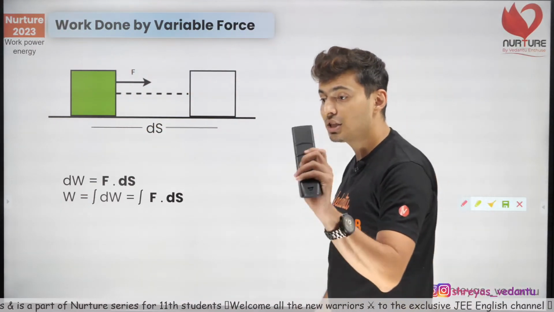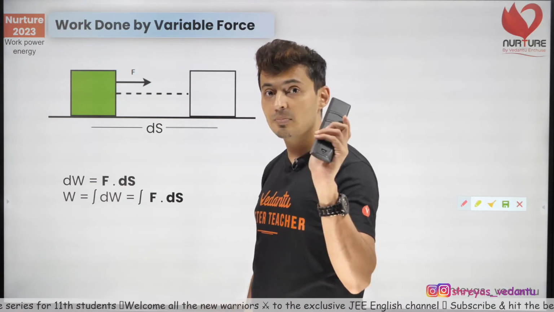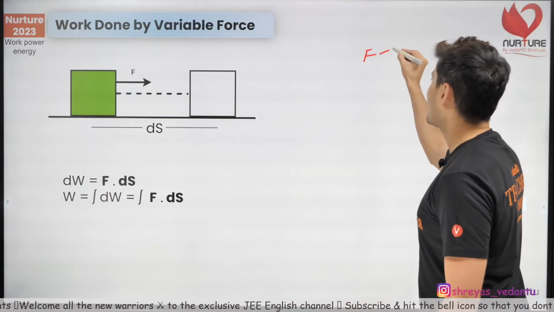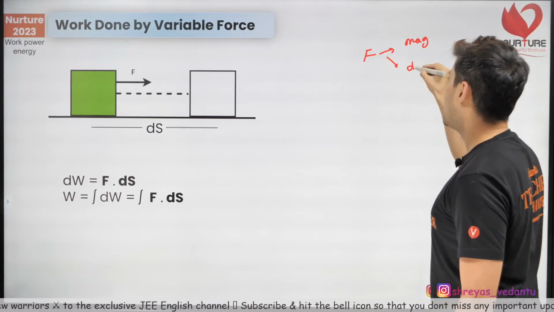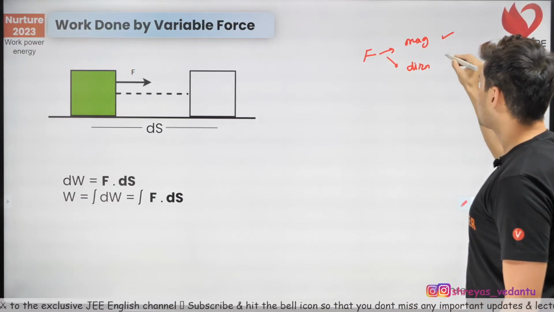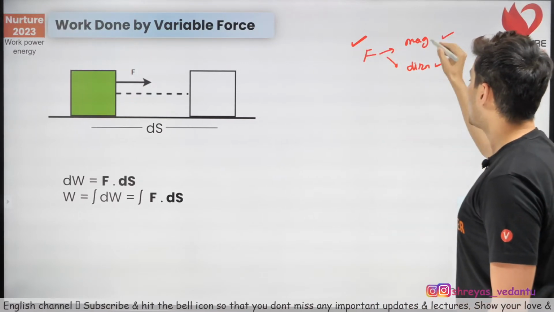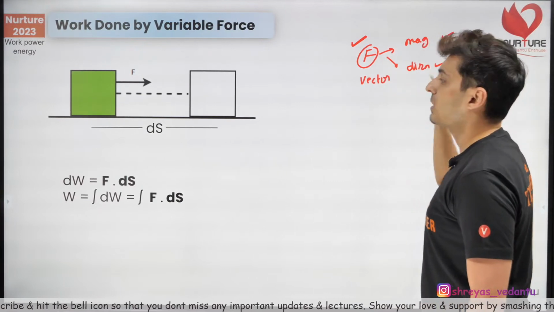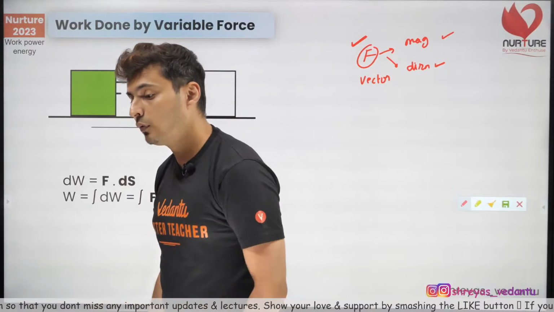If only direction changes, is it a variable force? Yes, Rishabh. Even if the direction changes and the magnitude remains constant, the force is variable. Remember, force is made up of two things, magnitude as well as direction. If any one changes, the force will change. So it's a vector quantity. So even when the direction changes, you need to account for it as a variable force.